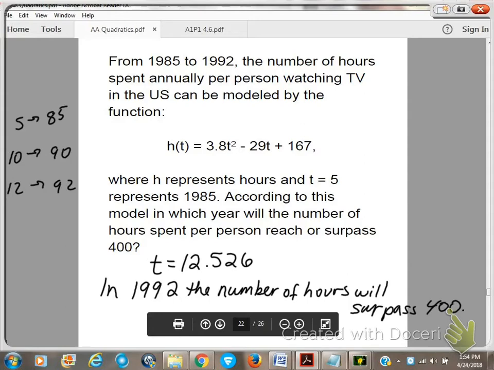Gracie, are you okay? Which part? Like, I understand how we got that 12 point, but how does that apply to our equation? Well, when 400 is your h value, so when 400 equals 3.82t squared minus 29t plus 167, that is a true equation when t equals 12.526. How'd you figure out that was like in the middle of June? It's the 0.5, as a decimal, that means halfway. Okay, so halfway through the year would be June.